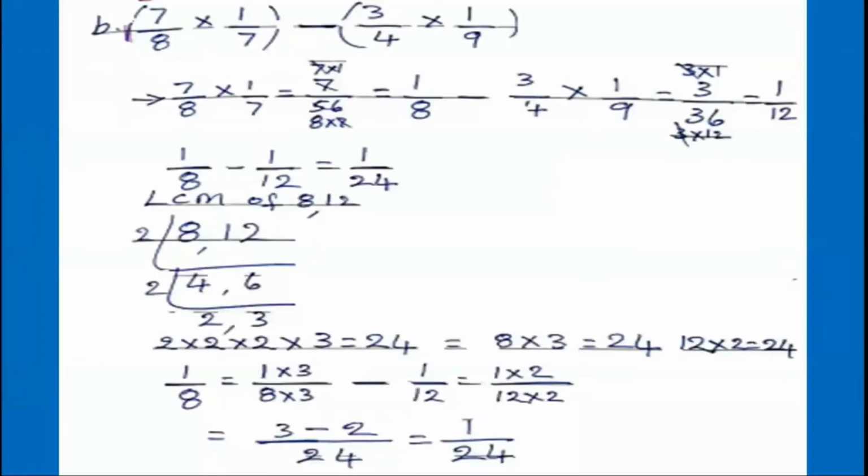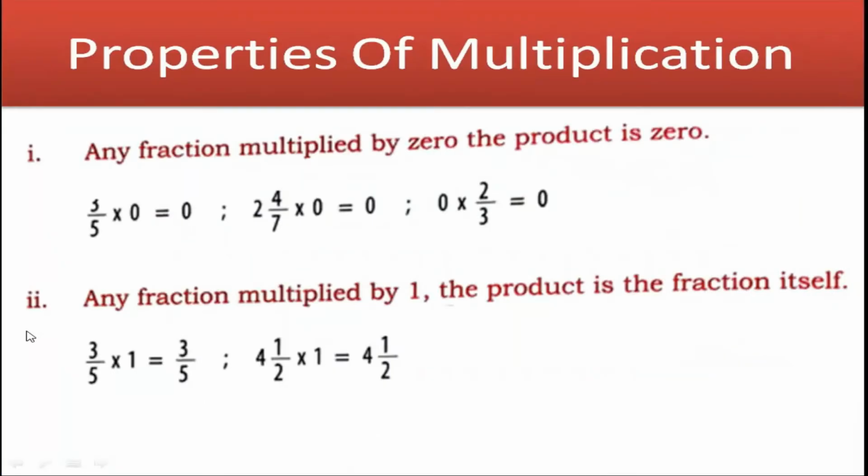Okay children? Fine. Properties of multiplication. Any fraction multiplied by 0, the product is 0. For example, 5 by 2 into 0 is equal to 0, 4 by 7 into 0 equal to 0, 0 into 2 by 3 equal to 0. Any fraction multiplied by 1, the product is the fraction itself. For example, 3 by 5 into 1 equal to 3 by 5, 4 1 by 2 into 1 equal to 4 1 by 2.